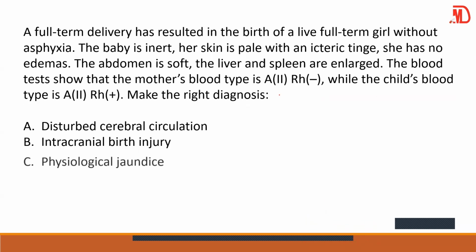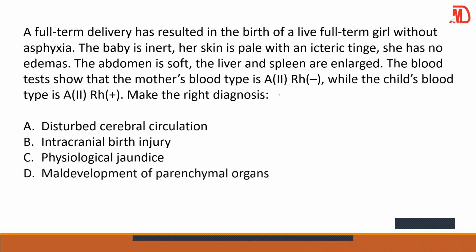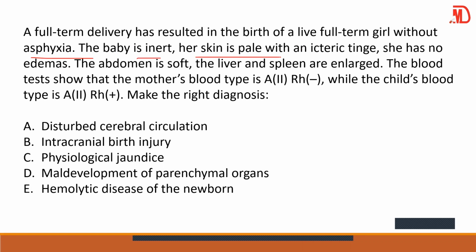So a full-term delivery has resulted in the birth of a live full-term girl without asphyxia. The baby is inert. Her skin is pale with an icteric tinge. That means there's yellowish discoloration, all right? She has no edemas. The abdomen is soft. The liver and the spleen are enlarged.